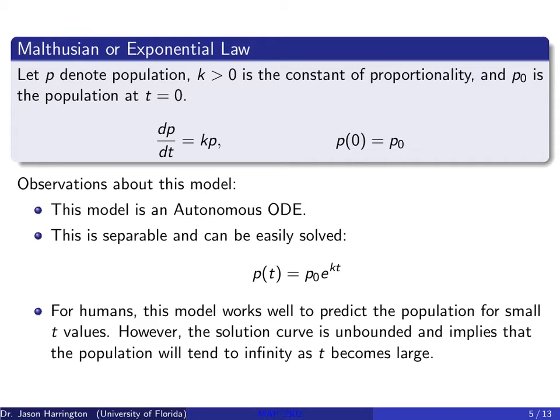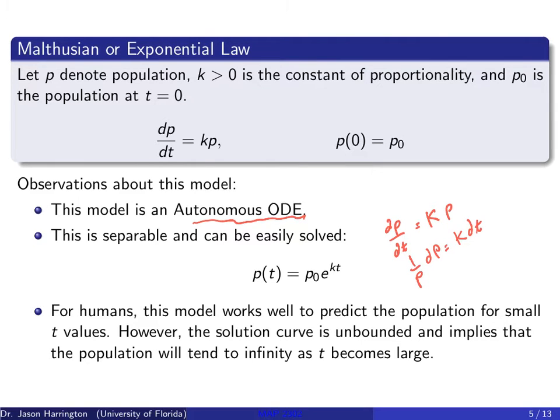And a couple of observations about this model. It's an autonomous ordinary differential equation, and it's separable, right? Because what I can do is I can write dp over dt is just equal to k times p. And then I can write 1 over p dp is just equal to k dt.